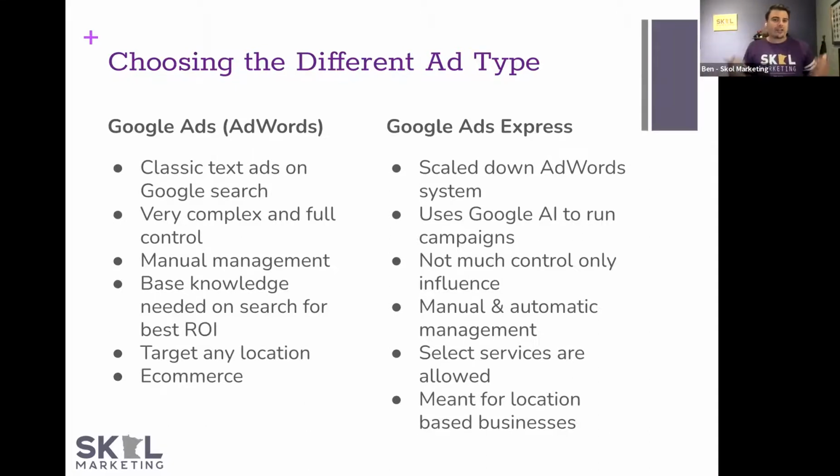So the classic one is called Google Ads. This is pretty much the classic text ads. This is what the majority of people start with and most likely are doing. These are, again, when we're searching for local painter near me, and you see those text ads that look like organic search results with the little ad symbol next to it. That's what we're talking about here.